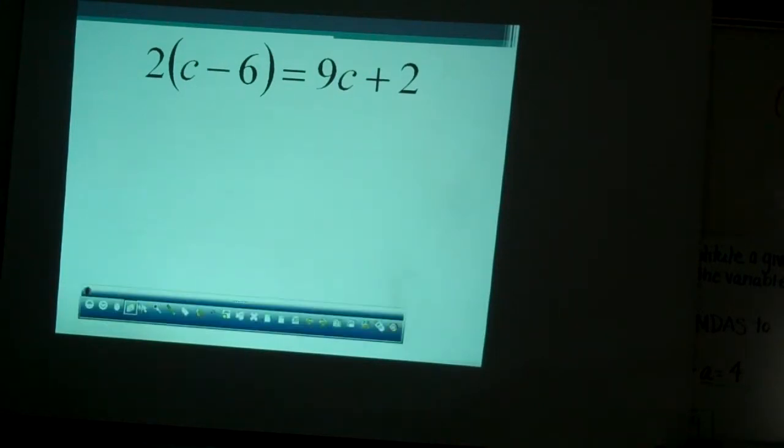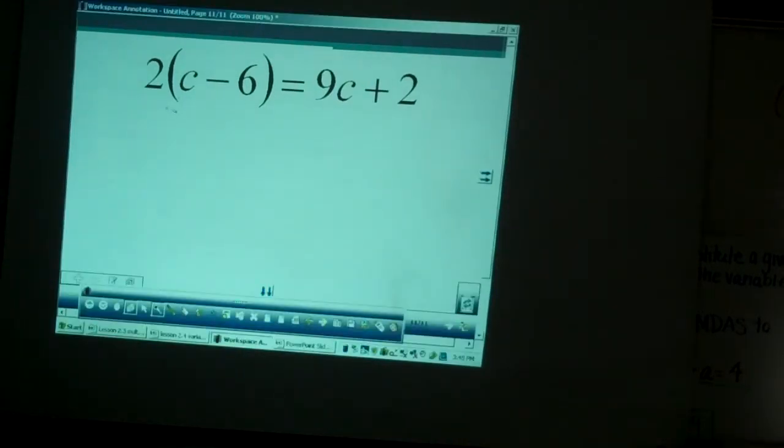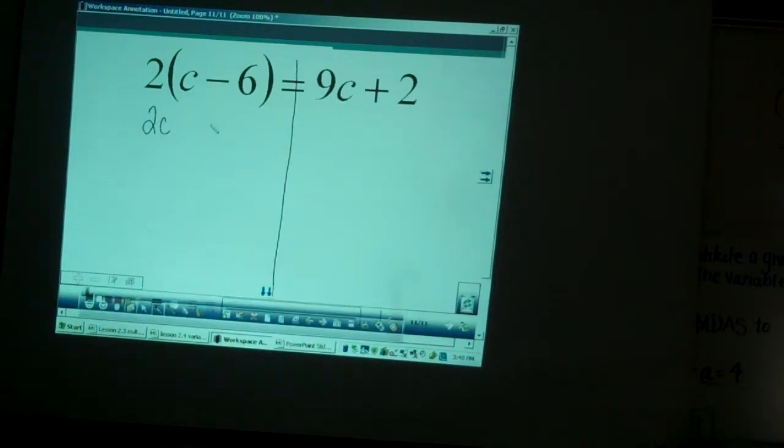More examples. 2 times c minus 6 equals 9c plus 2. Distribute first. 2 times c is 2c. 2 times negative 6 is a negative 12. Over here I can't distribute, so I leave things the same.